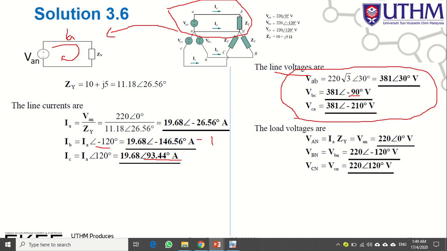The same, right? Small van equals capital VAN. So no need to calculate. If you calculate IA times ZY, it is the same as 220 angle 0, which is given. You can try VBN equals IB times Z, and we get this answer. Similarly for VCN, you can try.